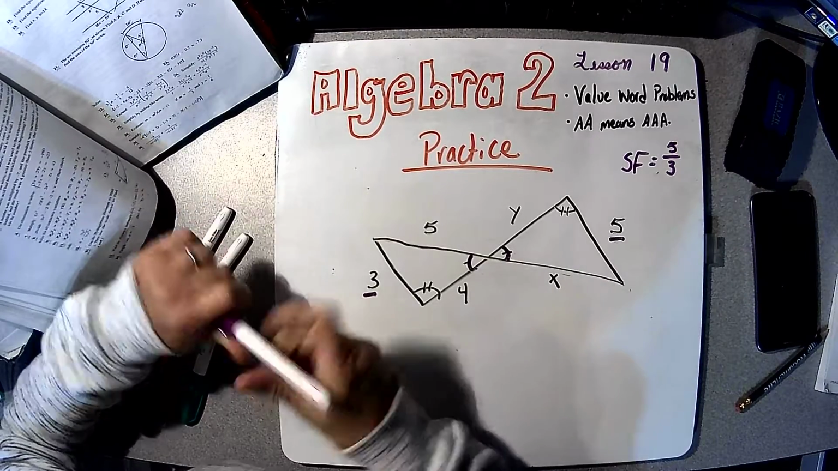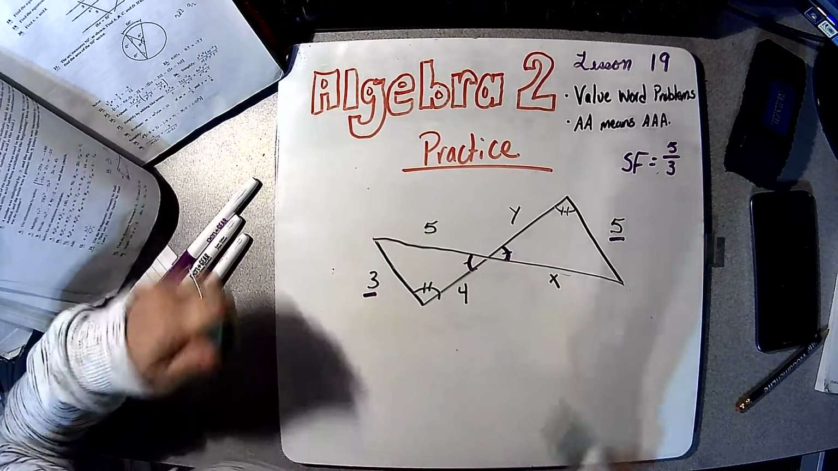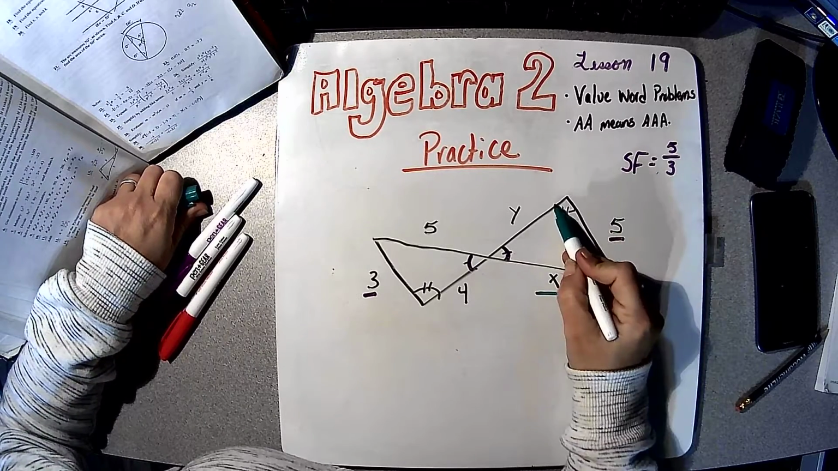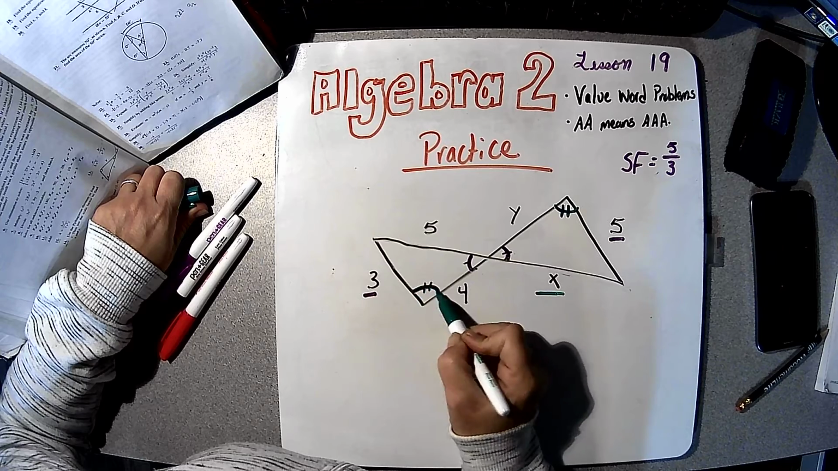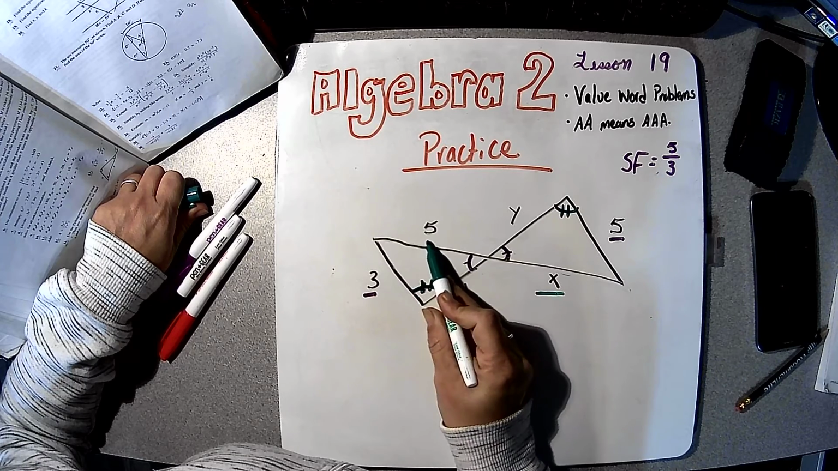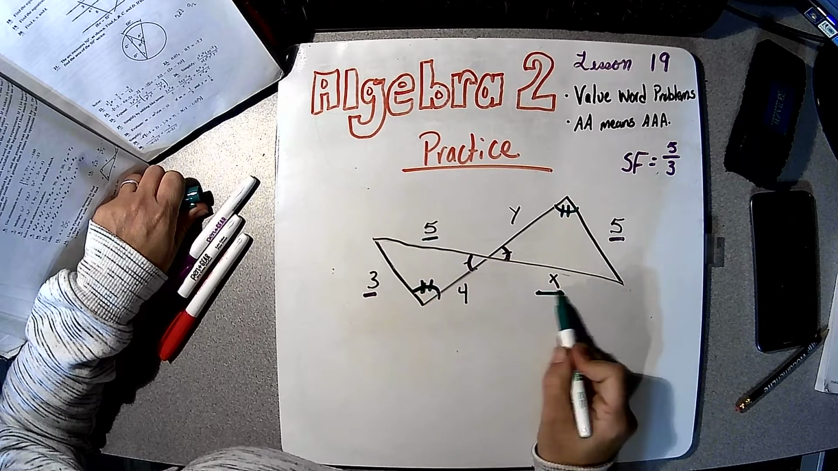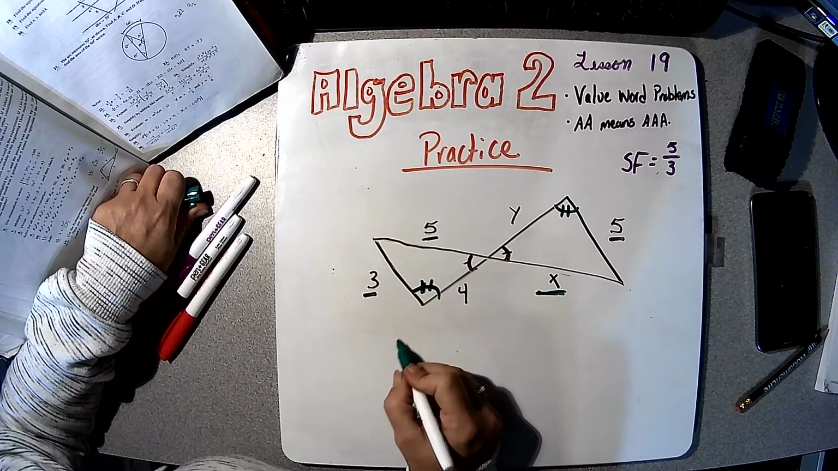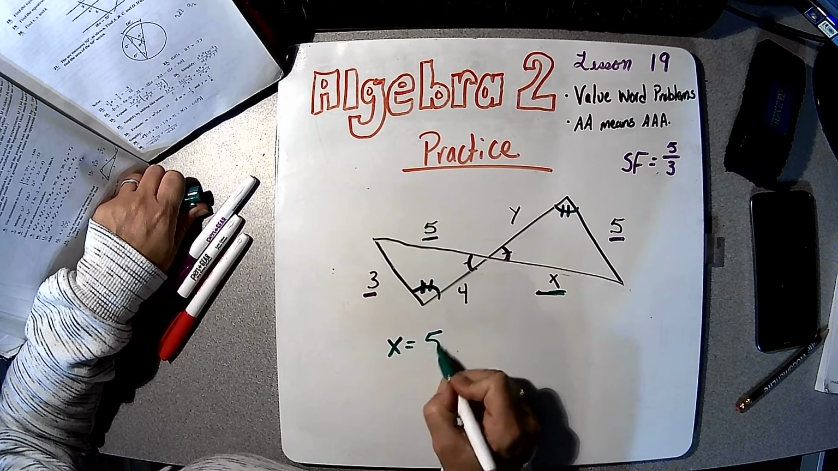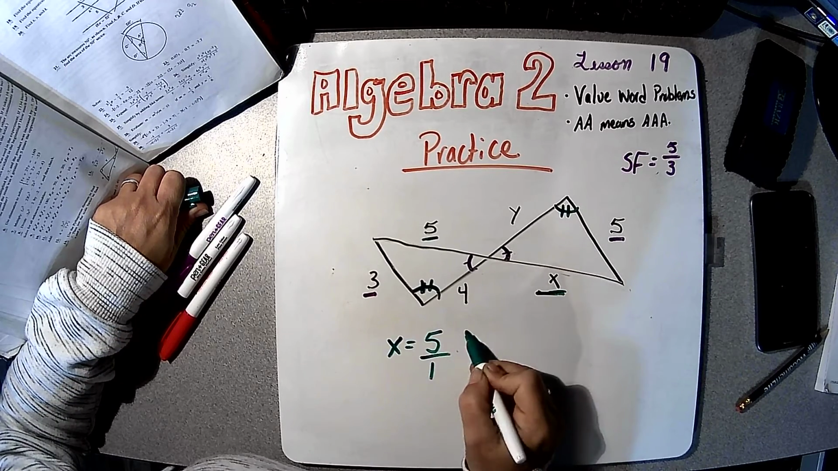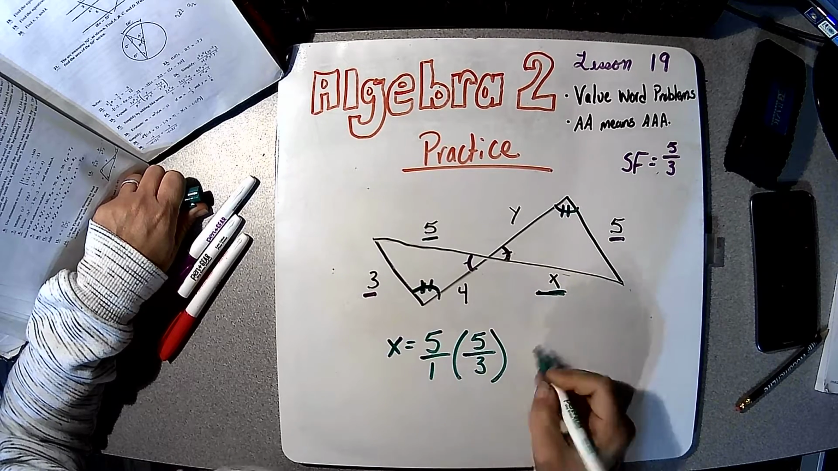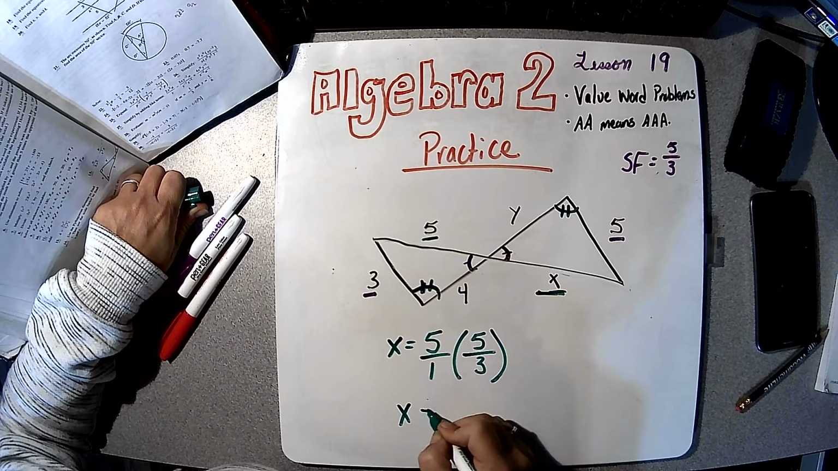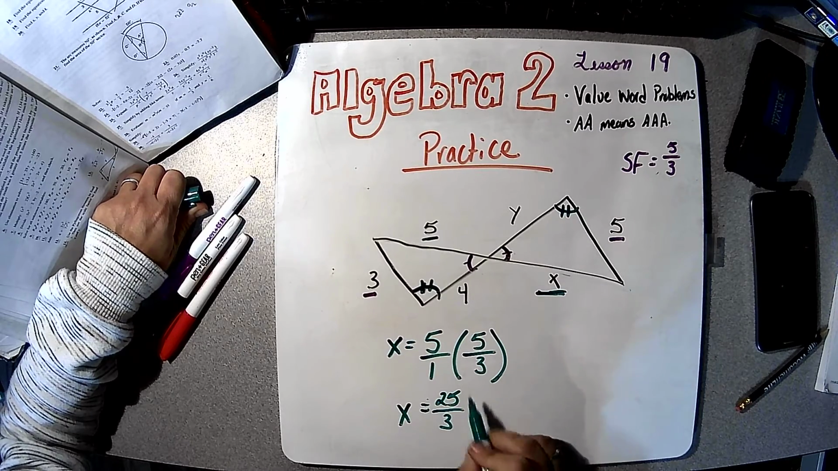Alright, so now we're trying to find x and y. So for x, that's relative to that angle with the 2 tick marks. So that means this one, its opposite side is 5. So x and 5 go together. So we're going to say x equals 5 times our scale factor. So we're going to put that over 1, which is 5 over 3. 5 times 5 is 25. So the first one is x equals 25 over 3.